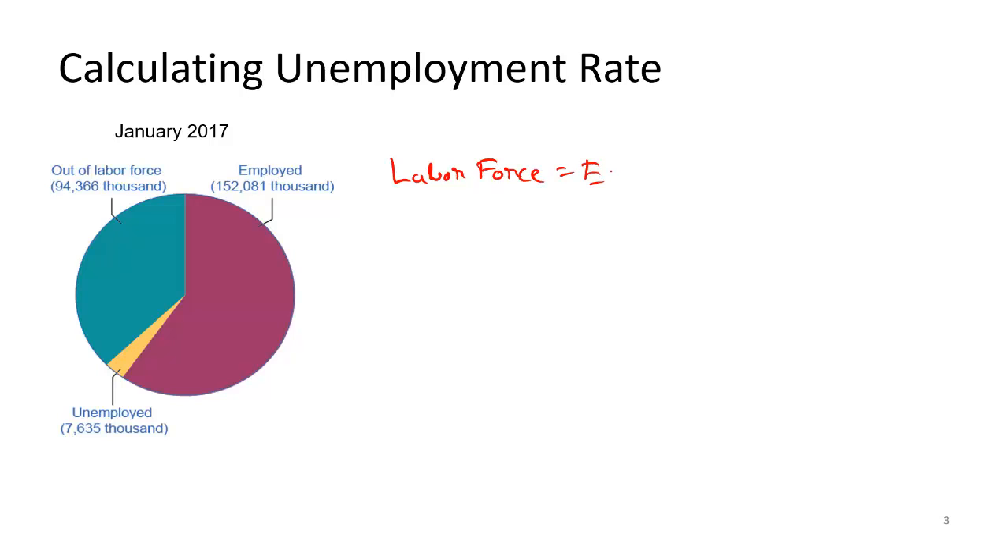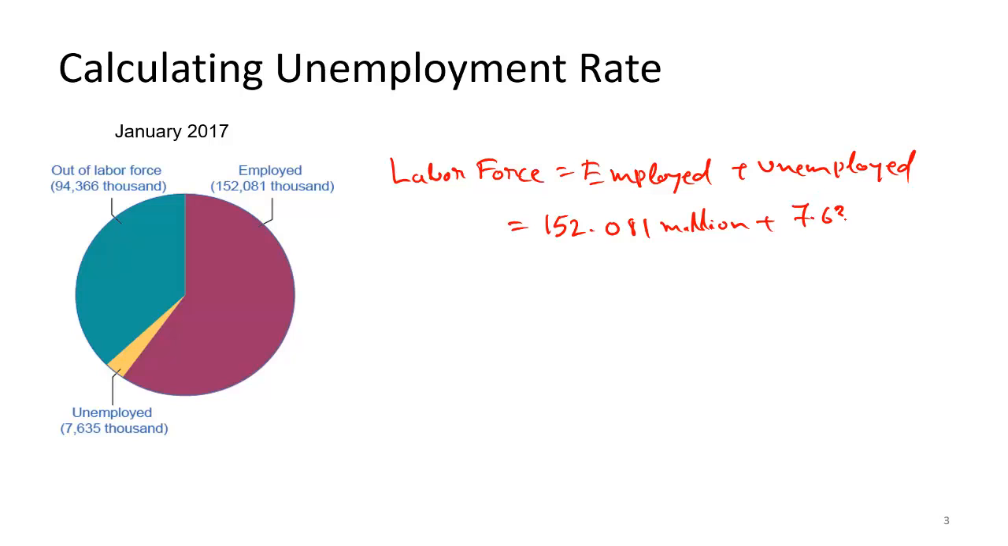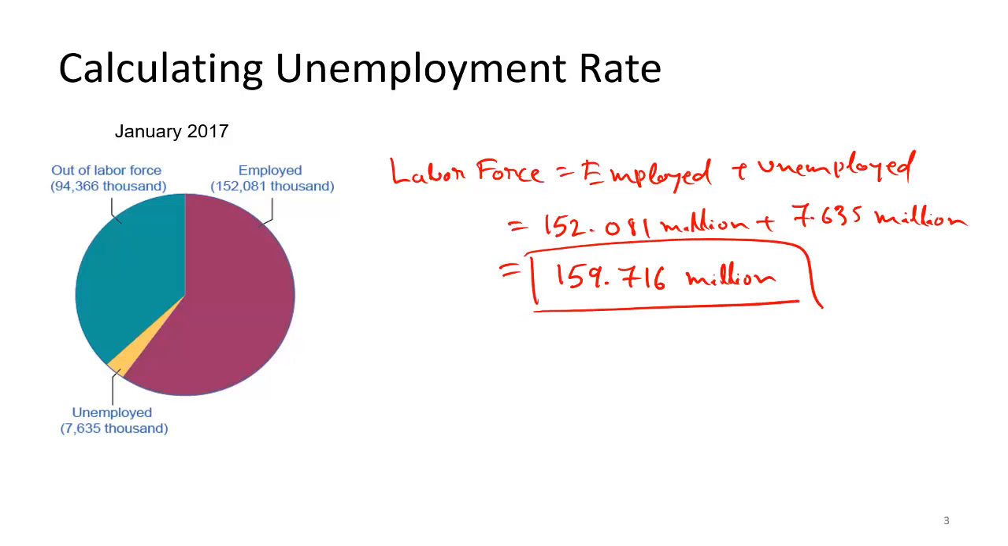So we know labor force is equal to employed plus unemployed. Which means here about 152.08 million. I converted the thousands into millions, plus 7.635 million, and you get your labor force, which is 159.716 million. So this is our labor force as of January 2017.